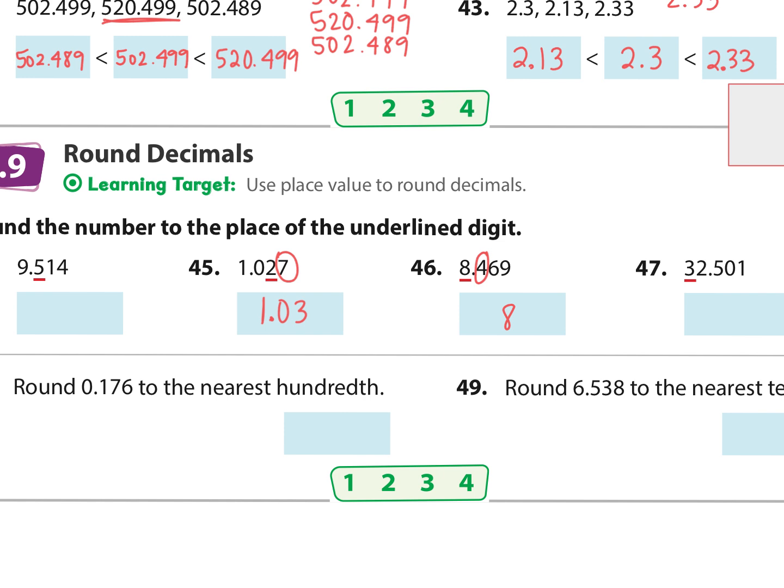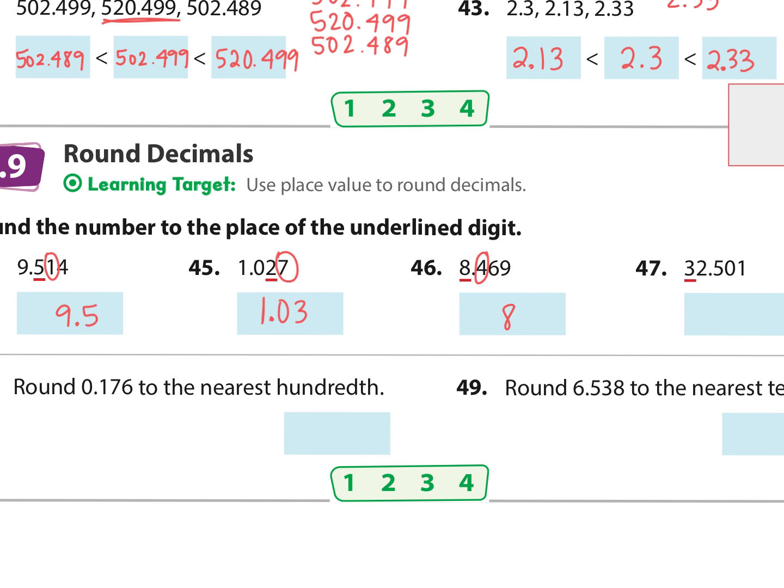Let's go ahead and just do the rest in this section since we're here. Number 44, I have a 5 in the tenths place that's underlined, which means my judge is the 1 directly to the right. Since it's under 5, my rounded number will be 9.5. Good.